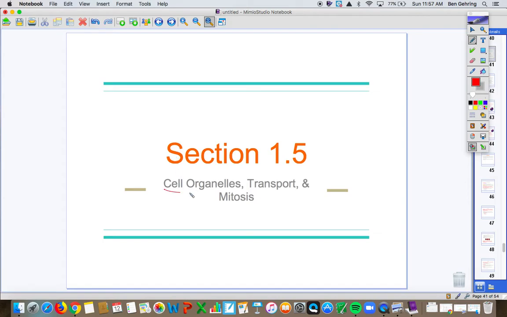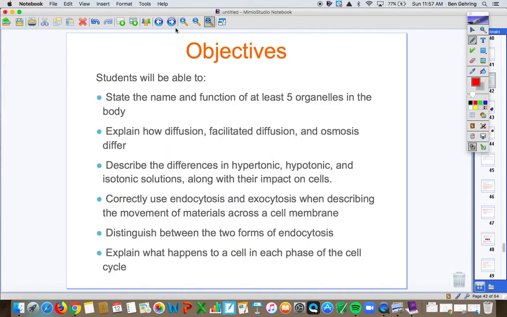Today we're going to talk about cell organelles, we're going to talk about transport and different types of transport, and we're going to talk about mitosis. So at the end of this lesson, you're going to be able to name and provide the function for at least 5 organelles in the body.